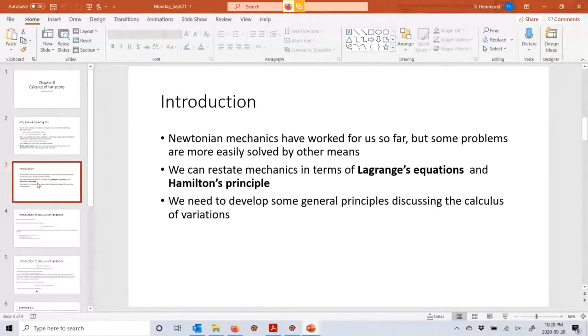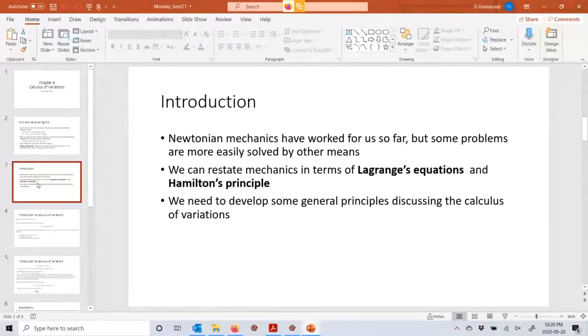Okay, so introduction to calculus of variations. Newtonian mechanics has worked for us so far. As I said, everything you saw in first year, intermediate mechanics, and the review of what we've seen so far are all based on Newton's laws. But some problems are actually quite difficult to solve this way, and we'll get into some problems that are basically not possible to solve using Newtonian mechanics, but are quite straightforward to set up with Lagrangian equations of motion. But we need to develop some of this new language as mathematical tools to be able to do this. So that's what we're going to be doing this week.